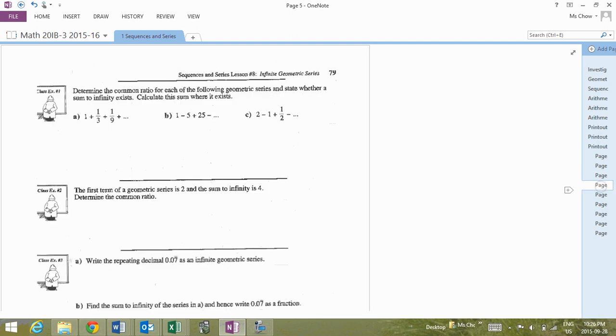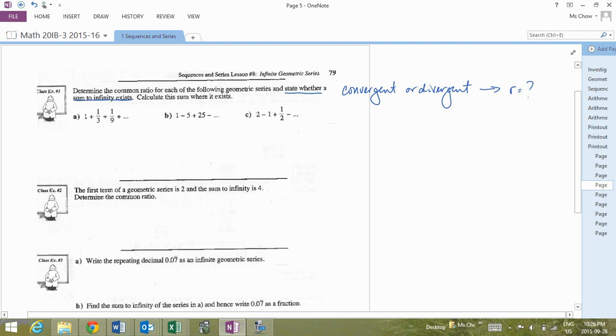Okay, so moving on then. It says, determine the common ratio for each of the following geometric series and state whether a sum to infinity exists. So really, if we're saying state whether a sum to infinity exists, what are we asking ourselves? Is it convergent or divergent? In order to figure that out, we need to figure out what r is. Even so, do we need to know exactly what r is to determine if it's convergent or divergent? No. Think about, is it actually getting smaller?